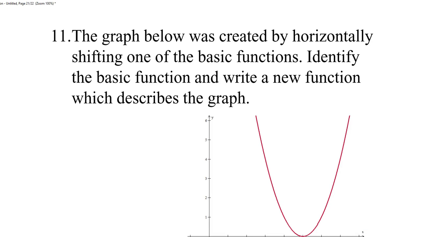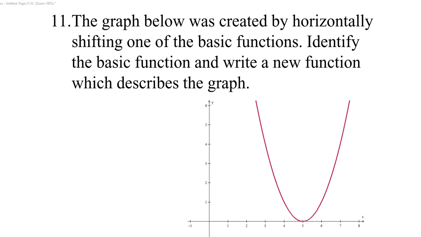So now I'm going to get you to write a function. So this one says that the graph below was created by horizontally shifting one of the basic functions. Identify the basic function and write a new function which describes that graph. So the basic function here, hopefully everybody's figured out that the basic function is, you guessed it, x squared. All right, so now we're going to call our new function g of x just because.